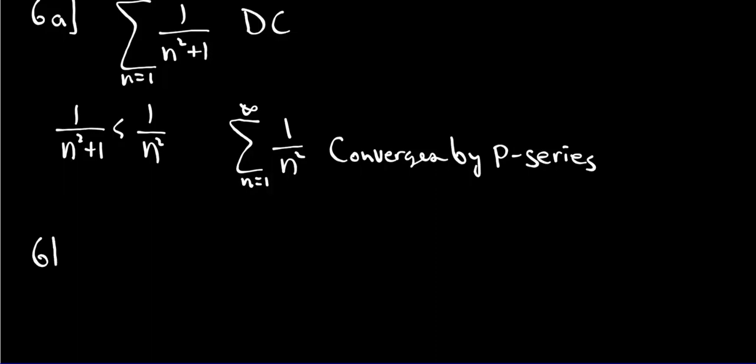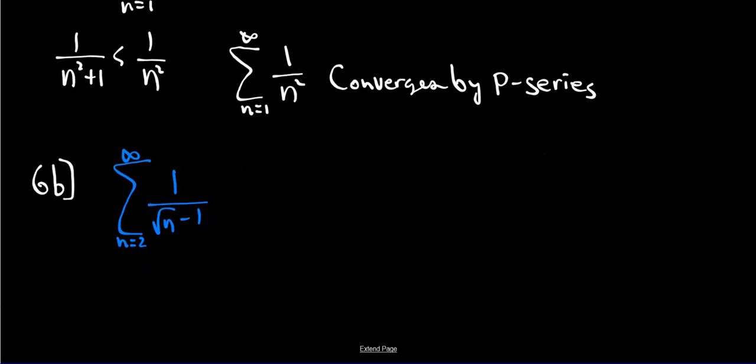Now let's look at another one, 6b. So we've got this one: 1 over the square root of n minus 1, n goes from 2 to infinity. Now, same process. We suspect this one diverges because it's got this square root in the bottom. And remember, a p-series will diverge if the p is less than 1. So we're thinking of 1 over the square root of n, and we want to compare that to 1 over the square root of n minus 1.